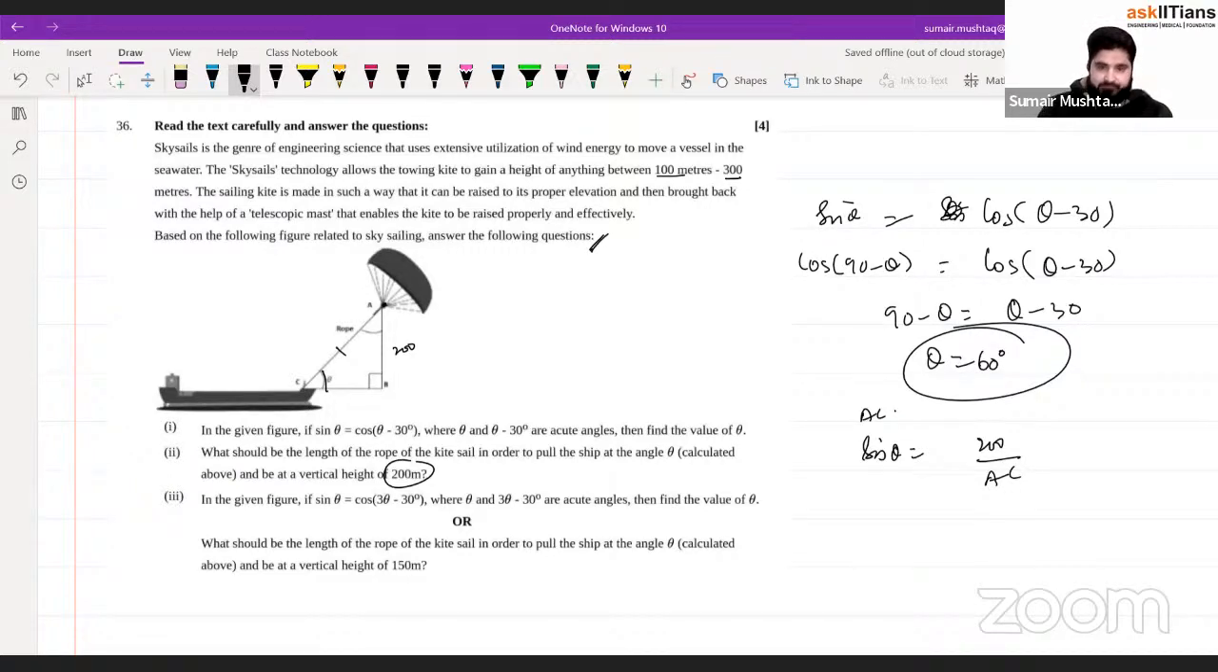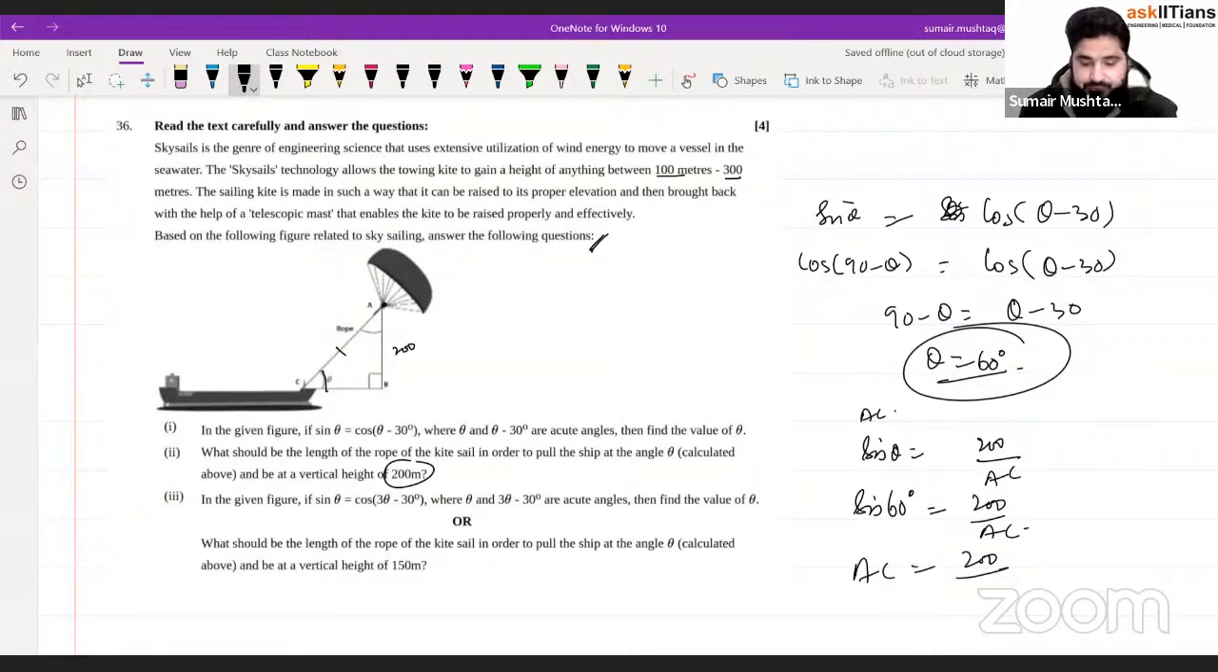First of all, tell me what the angle is. The angle you have calculated from this thing. So sine of 60 degrees is equal to 200 divided by AC. So AC is equal to 200 divided by sine of 60 degrees, which is root 3 by 2. So this is equal to 400 divided by root 3. You can get the answer.